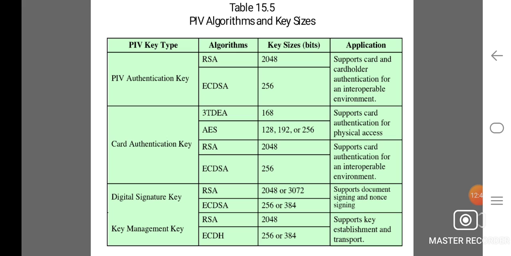These are the PIV algorithms and key sizes. PIV key type: the PIV authentication key uses RSA and ECDSA algorithms. Key sizes are RSA 2048 and ECDSA 256. The application supports card and cardholder authentication for an interoperable environment. Card authentication key algorithms: 3DES, key size 168; AES, key size 128, 192, or 256; RSA, key size 2048; ECDSA, key size 256.